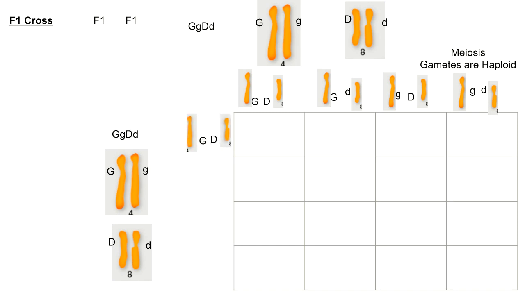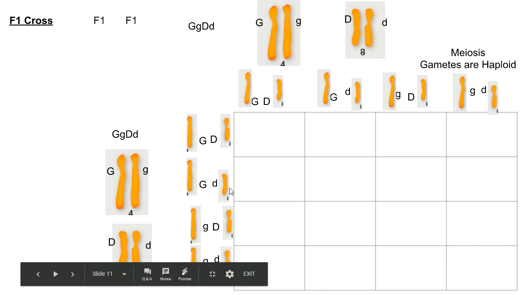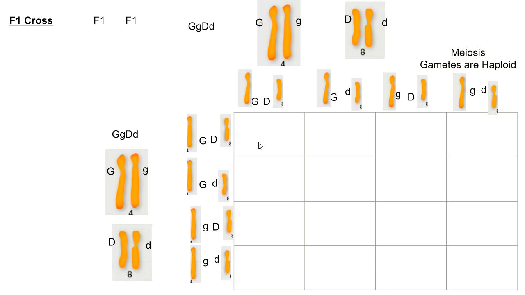I need a G, I need a D. So I'm going to always on these put the G's first and then the D's regardless of the capital or lowercase letters. When we go here, I'm going to put the G's together and the D's together. And if they are heterozygous, I'm always going to put the capital letter first.